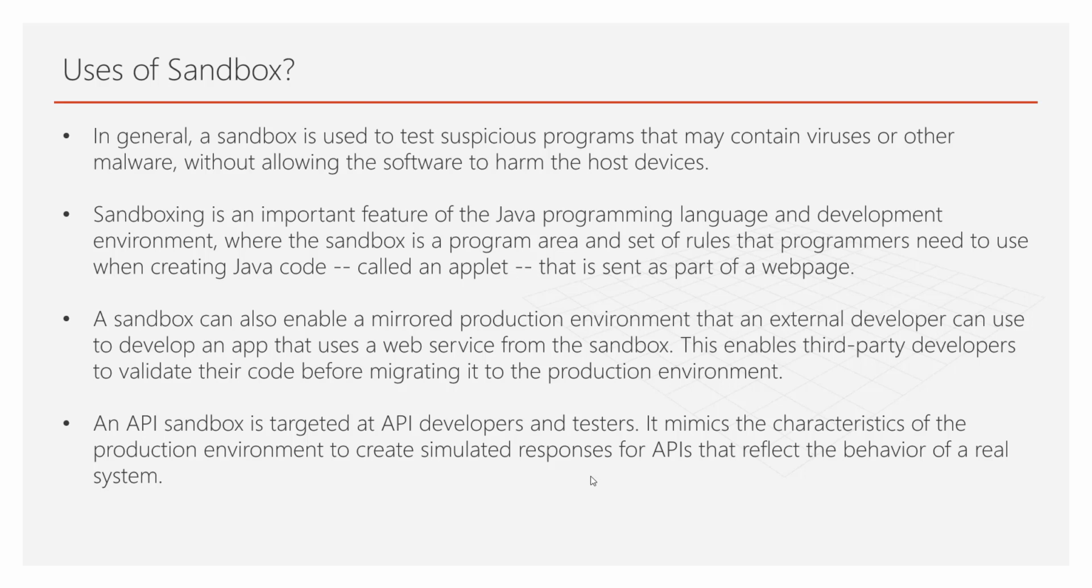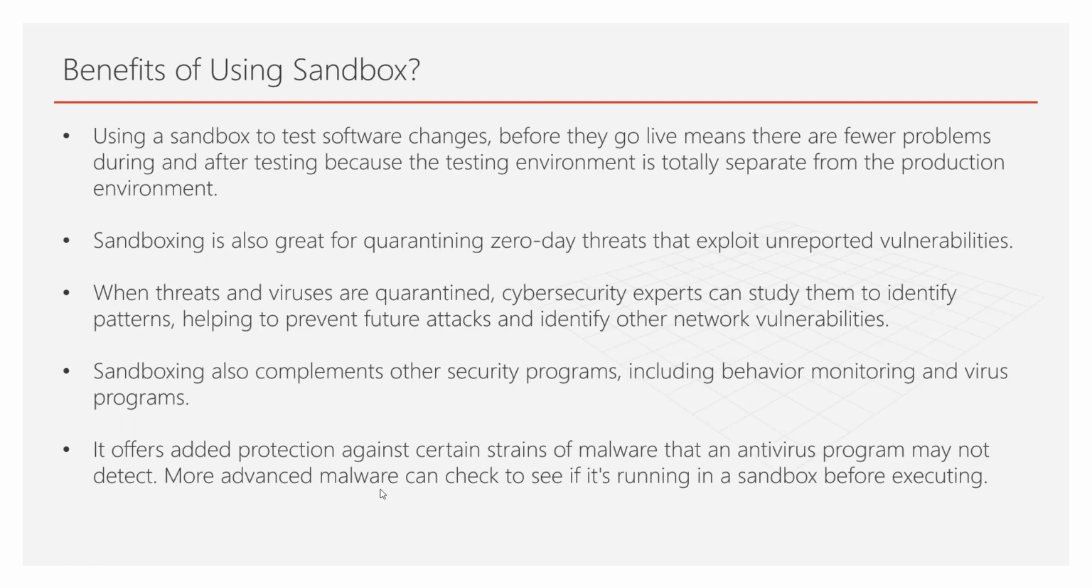A sandbox can also enable a mirrored production environment that an external developer can use to develop an app that uses web services from the sandbox. This enables third-party developers to validate their code before migrating it to the production environment. An API sandbox is targeted at API developers and testers. It mimics the characteristics of the production environment to create simulated responses for APIs that reflect the behavior of a real system.